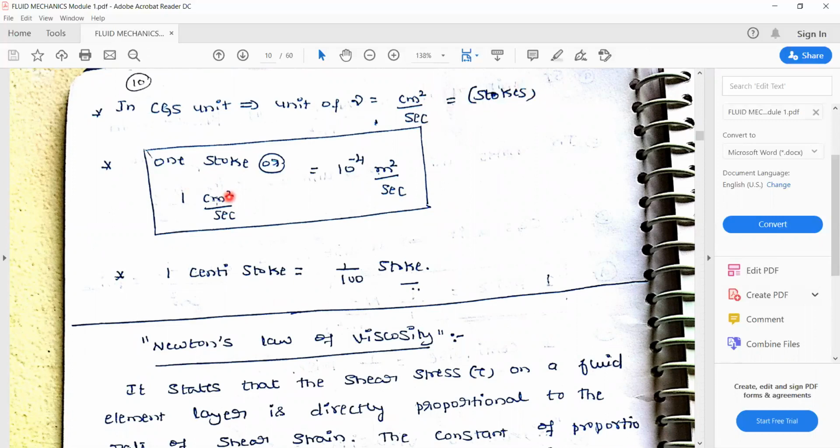One stoke, or 1 centimeter square per second, is nothing but 10 raised to minus 4 meter square per second. This is the conversion from CGS unit to SI unit. And one more is there: 1 centistoke is equal to 1 by 100 stoke.